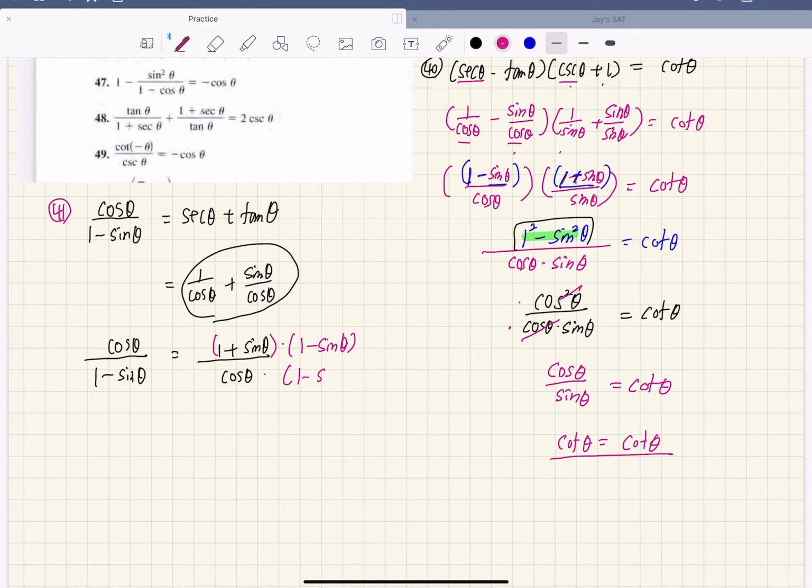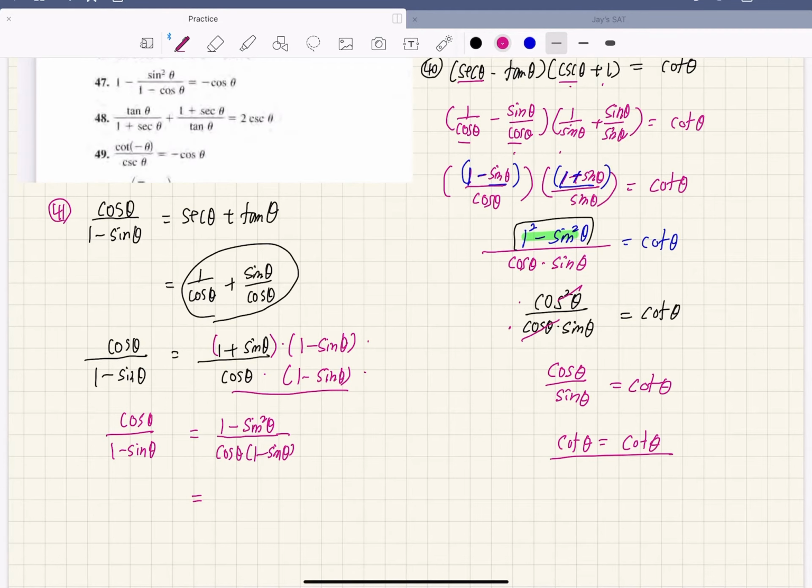1 minus sine theta in numerator and denominator. You can multiply the same expression in numerator and in denominator of a fraction. So numerator is 1 plus sine theta times 1 minus sine theta, which is 1 squared minus sine squared theta. Denominator, just keep it: cosine theta times 1 minus sine theta. You better not simplify, not distribute cosine theta in denominator. Okay, left side is the same.